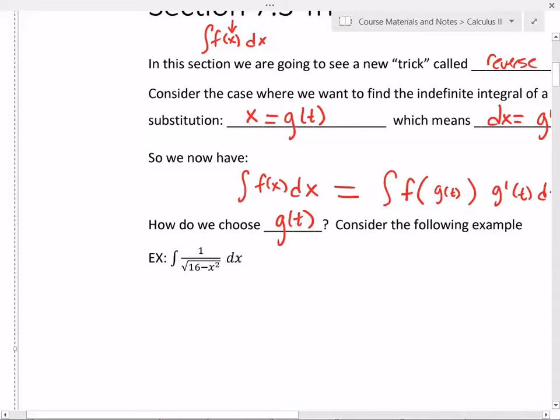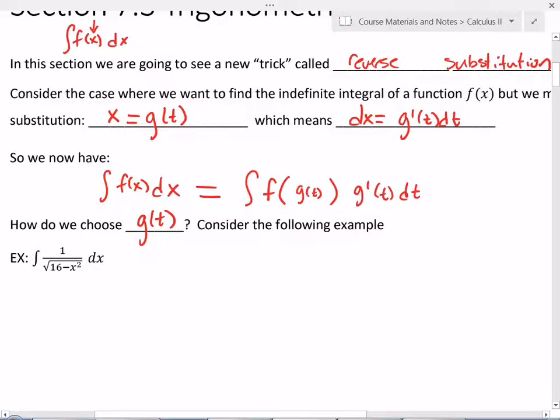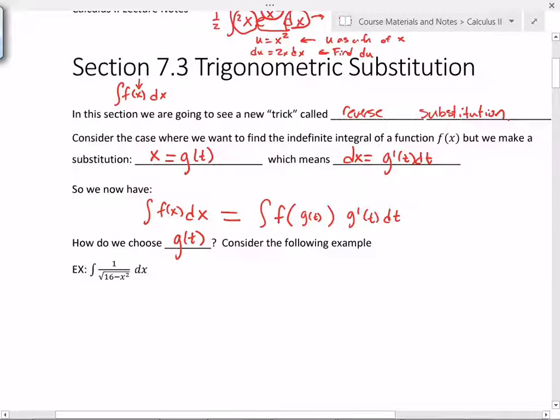First of all, let's get it so it looks even more like it by taking out that 16. All right, so let's write this. The integral of 1 over square root of, if I pull a 16 out of both of those terms, what do I have? I have a 1 minus 1/16 x squared dx.